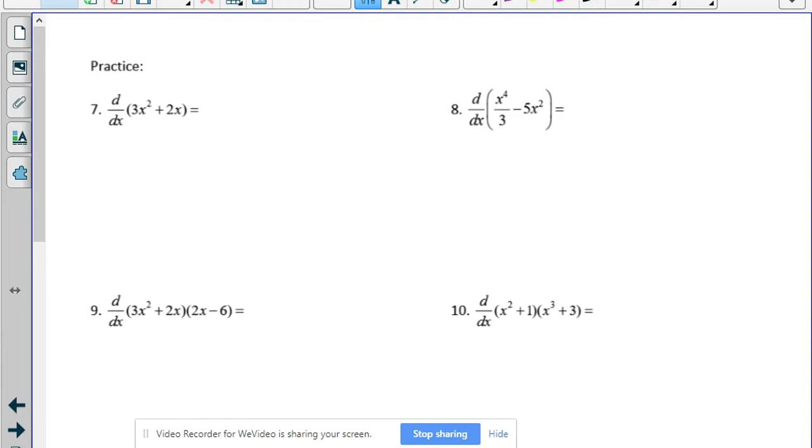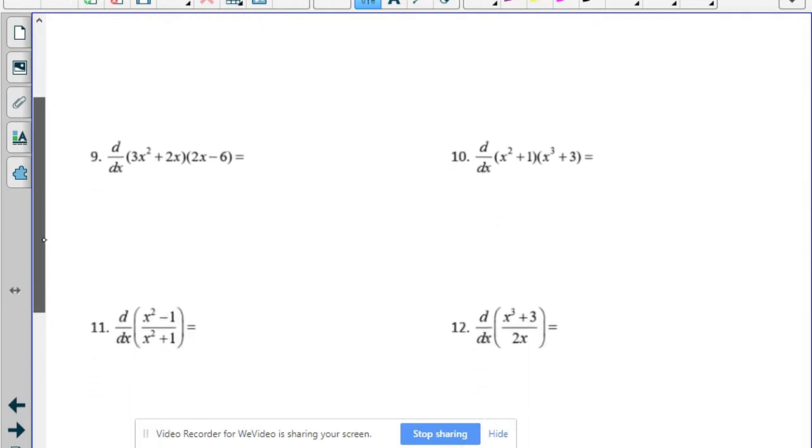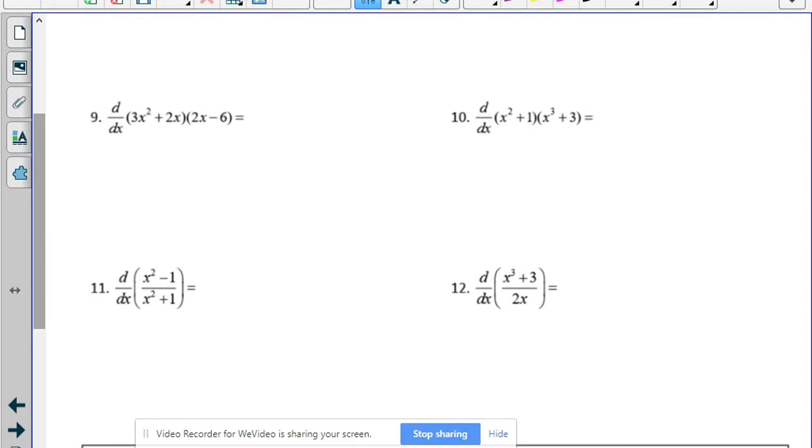The derivative in number 7, I just take the derivative of each part separately, so that's 6x plus 2. The derivative in number 8, I'm going to take the derivative of each part separately, so that is 4x cubed over 3 minus 10x. In number 9, this one looks like a product rule, so the derivative of the first is going to be 6x plus 2 times the second, which is 2x minus 6, plus the derivative of the second, which is 2, times the first, which is 3x squared plus 2x.